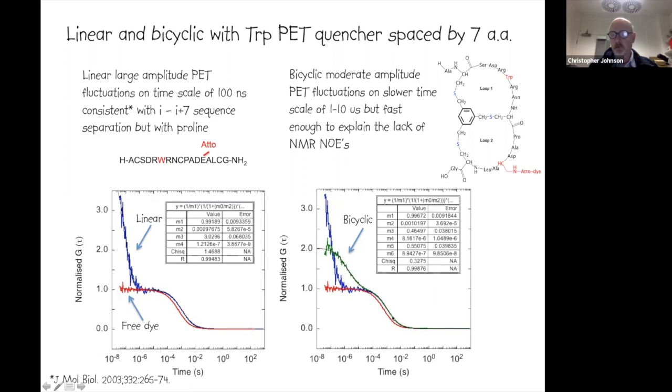When we look at the bicyclic peptide seen here in green, we can see that the diffusion of that is pretty well identical to the linear peptide, suggesting they're roughly the same hydrodynamic radius when they diffuse. But when we look at the additional intrachain dynamics, we see that unlike the dye, where there is obviously nothing happening, there are still some moderate but slower intrachain dynamics, suggesting that even though we have this bicyclic structure, the dye is able to contact the tryptophan. And this additional flexibility was sufficient at least to make the argument that that was why NOEs were not detected.